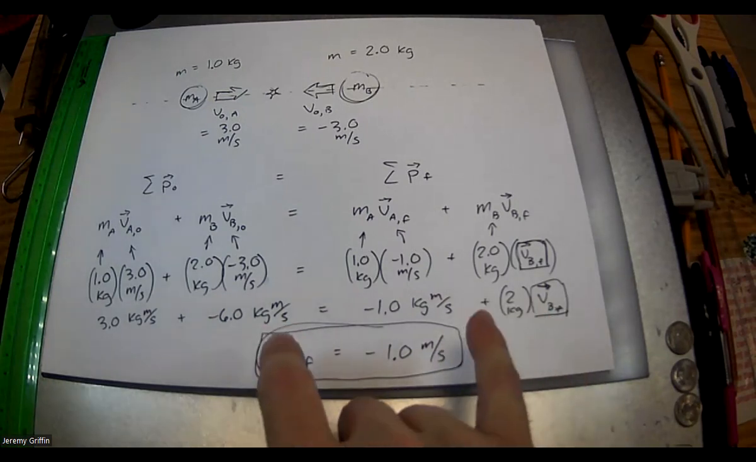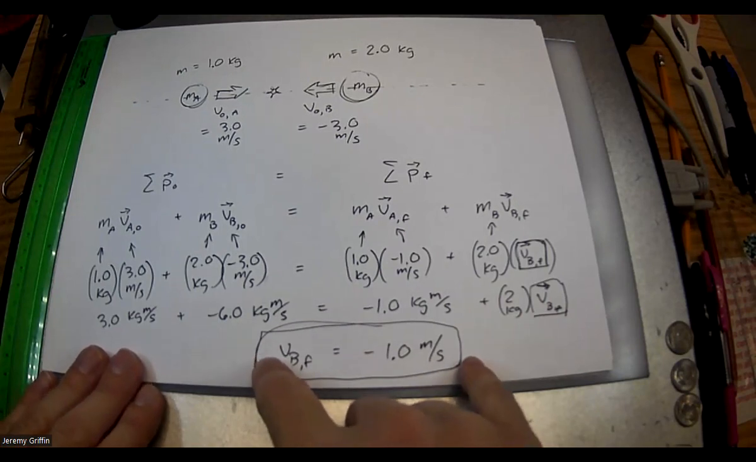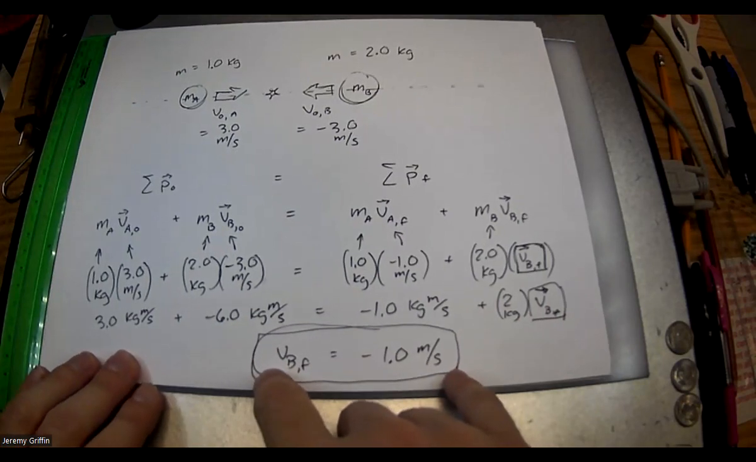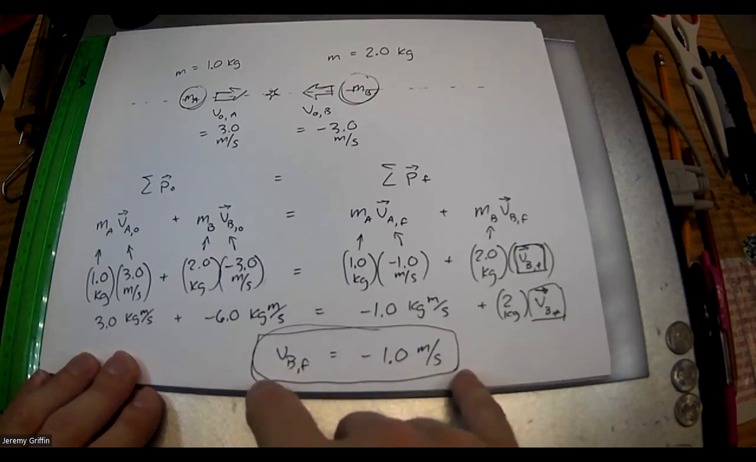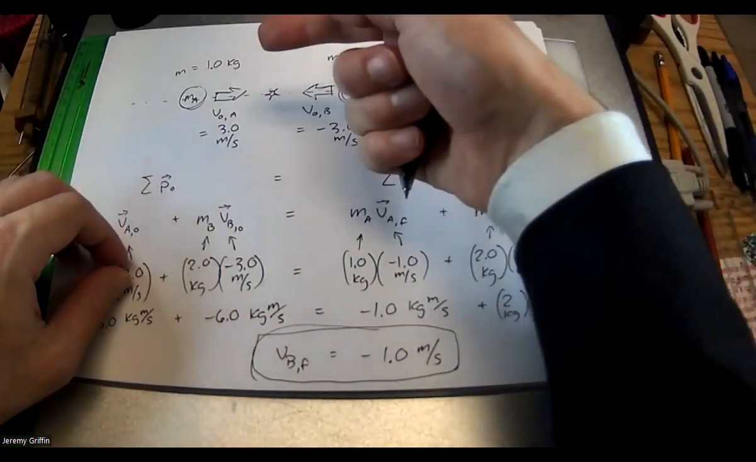Now, I'm looking at my notes. I don't know how yours played out exactly, but it turns out that my collision actually is a special condition. It's a special case. What's special about this answer? Negative. Okay, it's negative, so it's moving to the left.